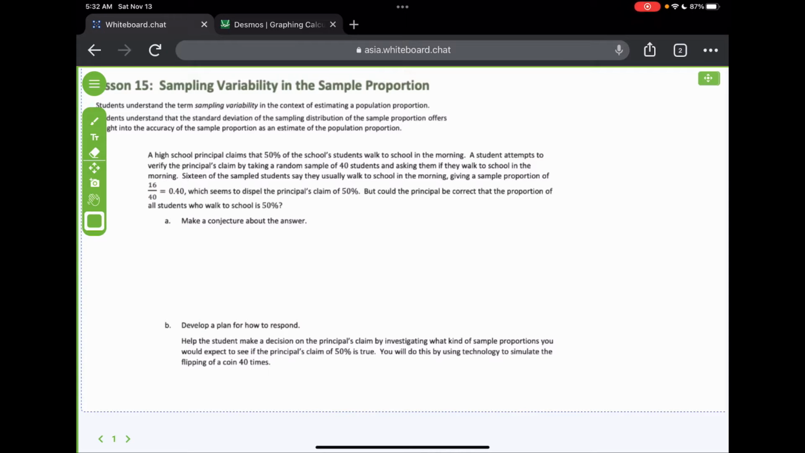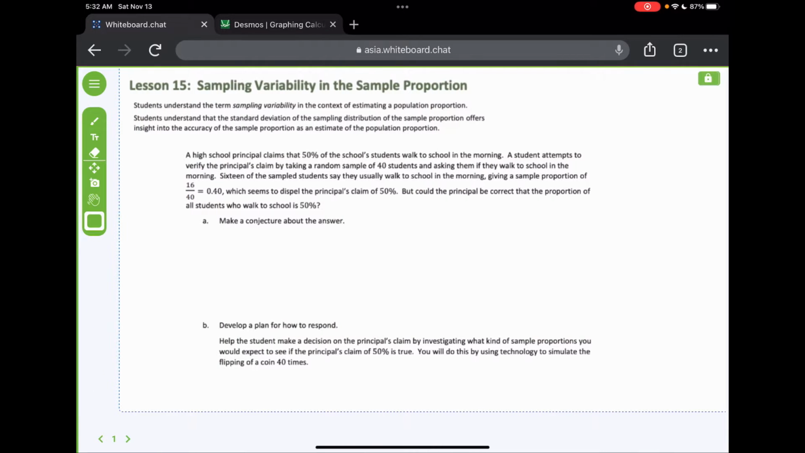Okay, Module 4, Lesson 15, Sampling Variability in the Sample Proportion. Students understand the term sampling variability in the context of estimating population proportions. Students understand that the standard deviation of sampling distributions of sample proportion offers insight into the accuracy of the sample proportion as an estimate of the population proportion.